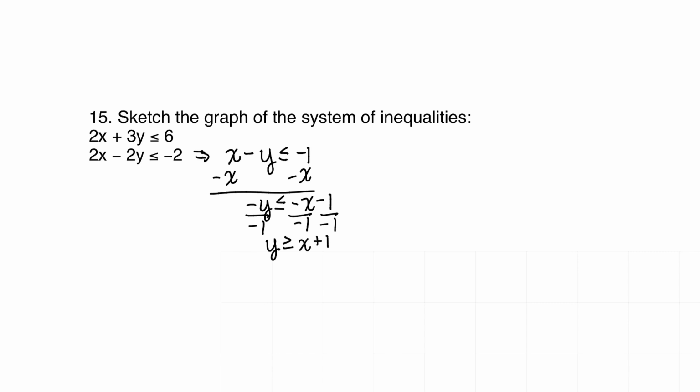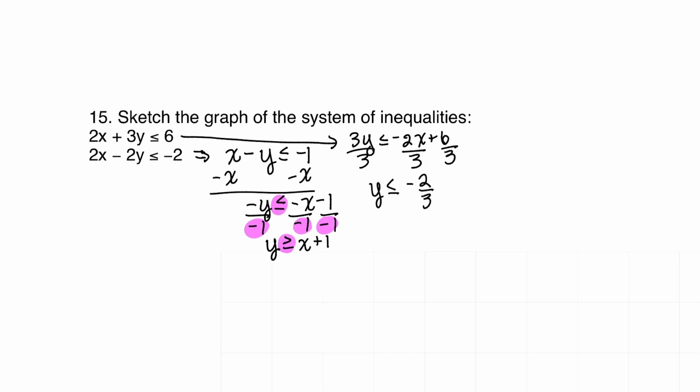Don't forget that when we divide an inequality by a negative, we do need to go ahead and flip that sign. Now let's do the next one. So if we go ahead and subtract 2x from both sides, and then divide by 3, we're going to get y is greater than or equal to negative 2/3 x plus 2. So these are the two inequalities that we are going to focus on graphing.